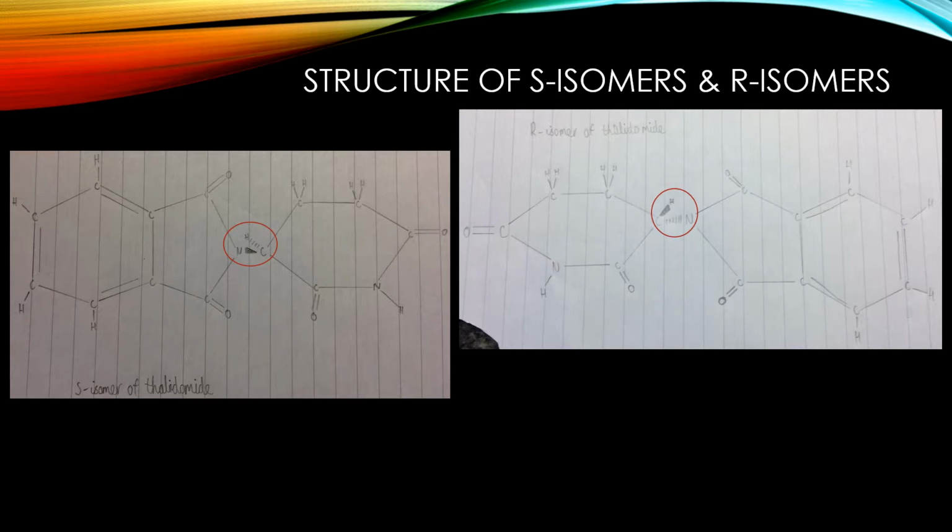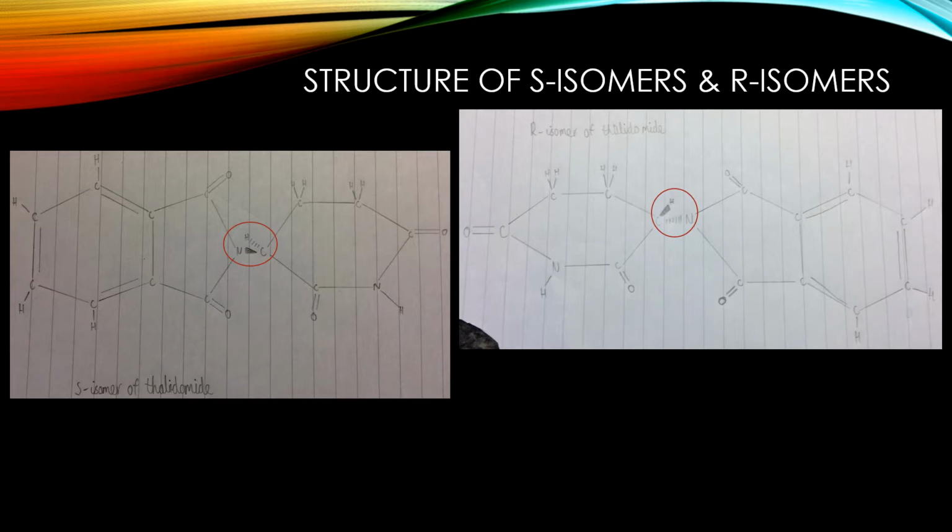The only difference between both enantiomers lies in the chiral center found between the bonds of carbon-nitrogen and carbon-hydrogen, as seen in the red circles. In this part of each diagram, the bond has been shown to have three-dimensional depth.